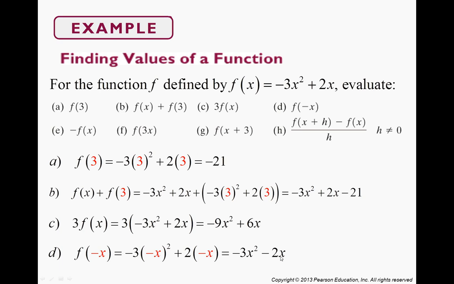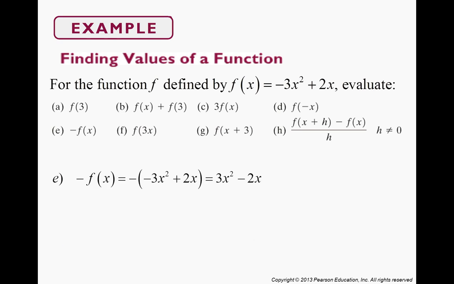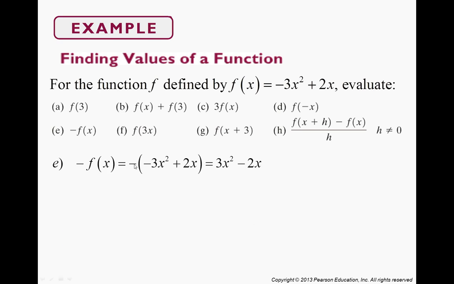For e, I'm going to take my entire function, put parentheses around it, and put a negative in front of it. And then I'm going to distribute out the negative into my parentheses to get 3x squared minus 2x.